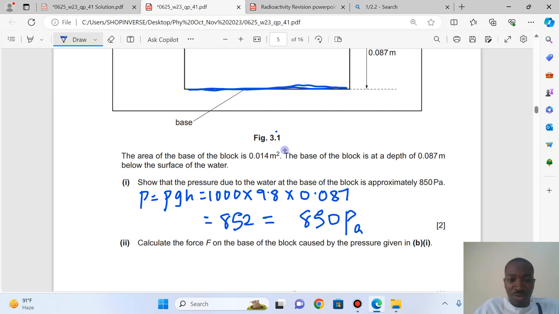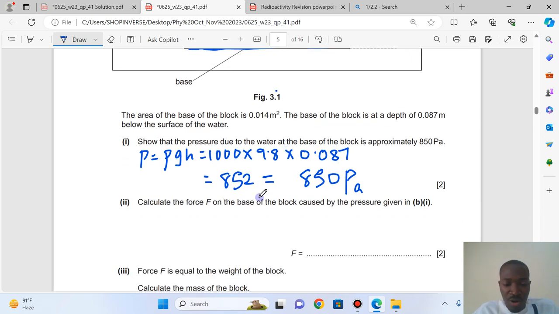So the second part of the question says, calculate the force F on the base of the block caused by the pressure given in BII. And you know, pressure is force per unit area. So if you want to calculate force, the formula for force is pressure multiplied by area. So let's multiply pressure by area.